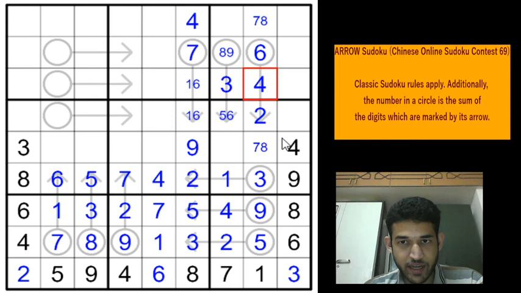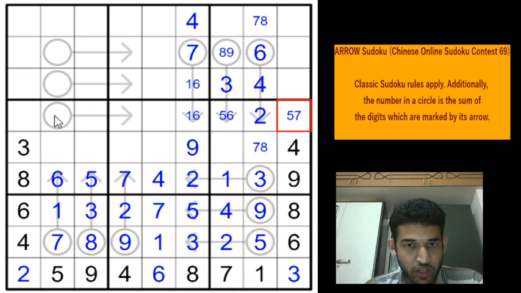3 4 6 8 9. So 1 2 5 7 will go here. Still a lot of possibilities, but 1 and 2 are not here, so this will be a 5 or a 7. And let's move on to column 2 now, because we have almost placed everything there and there doesn't seem to be anything more. So you can't have 2 in any of these 3 cells, right? So 2 will be in one of these 2 cells.